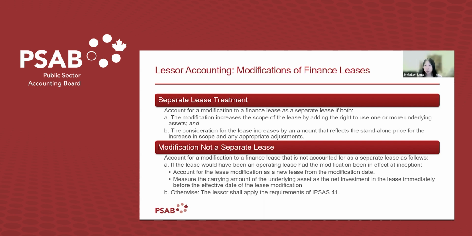First, if the lease would have been classified as an operating lease had the modification been in effect at the inception date, then the modification should be accounted for as a new lease from the lease modification date. And the carrying amount of the underlying asset should be measured as the net investment in the lease immediately before the effective date of the lease modification. That is, re-recognize the underlying asset that had been previously de-recognized. Otherwise, the lessor should apply the requirements of IPSAS 41, the Financial Instruments Standard.